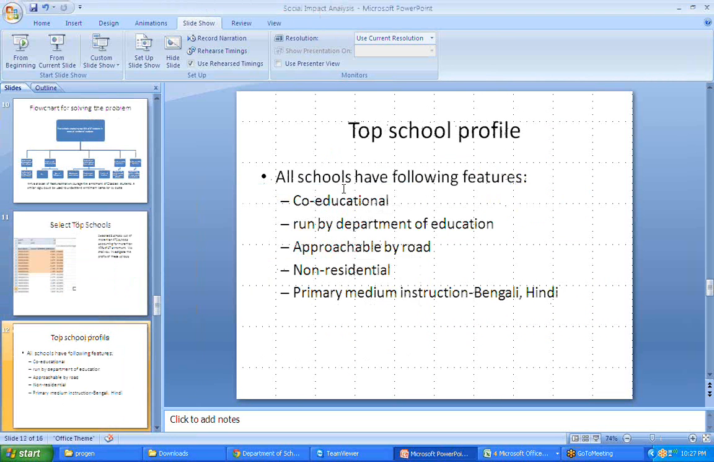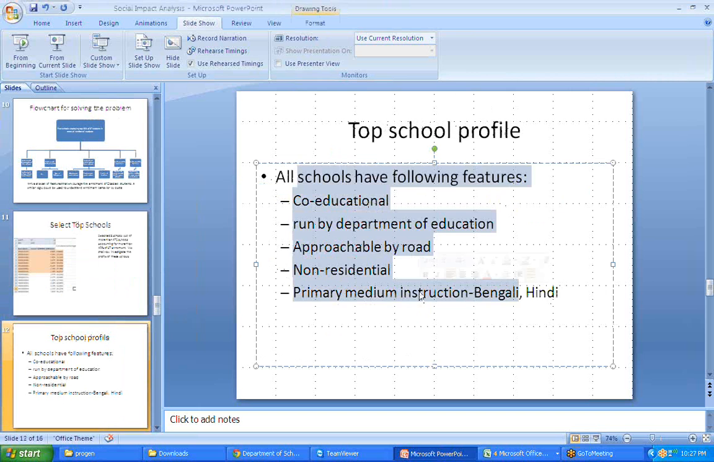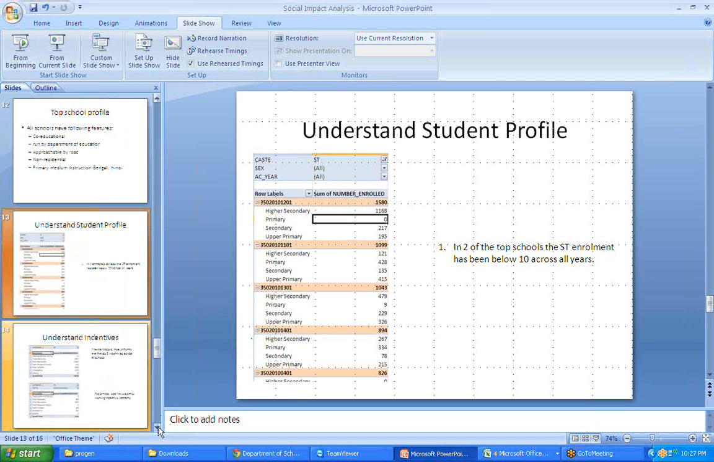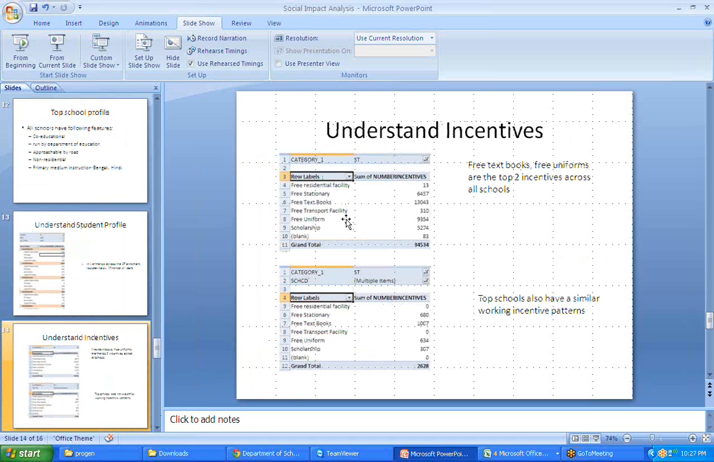And again, the profile of these schools was that they were all co-education, run by the department, approachable by road, non-residential primary schools. Again, in the student profile, we found that in two of the top 10 schools there was no primary enrollment, which we also found very surprising. Then we tried to understand this.